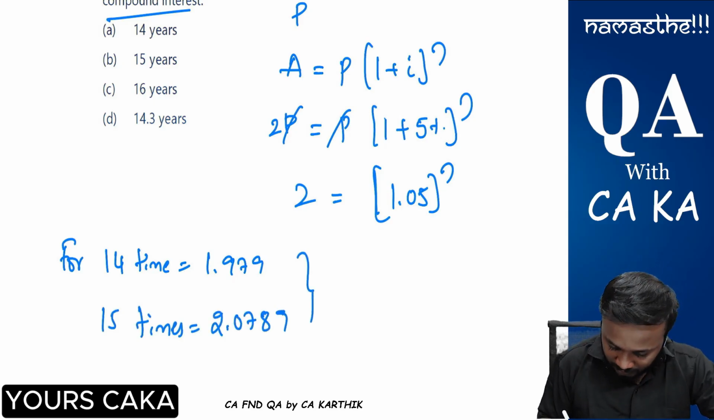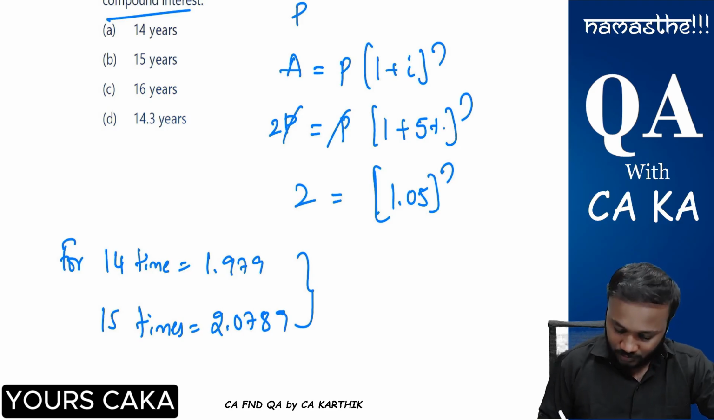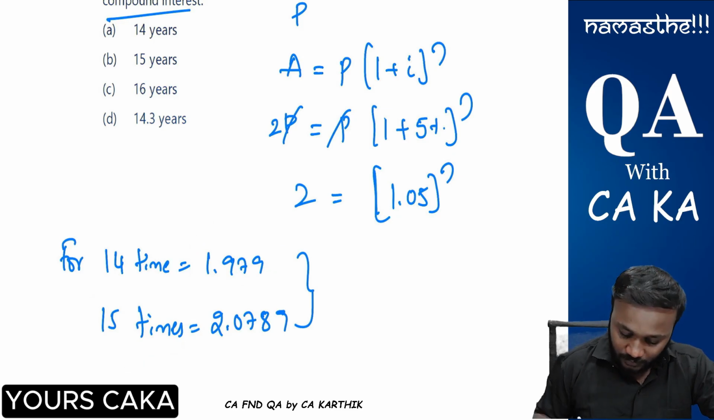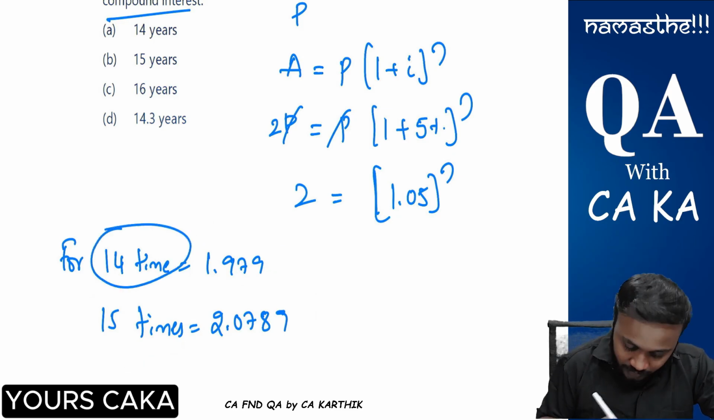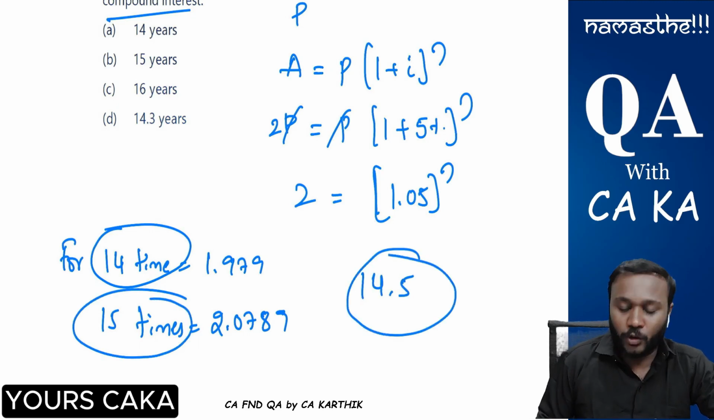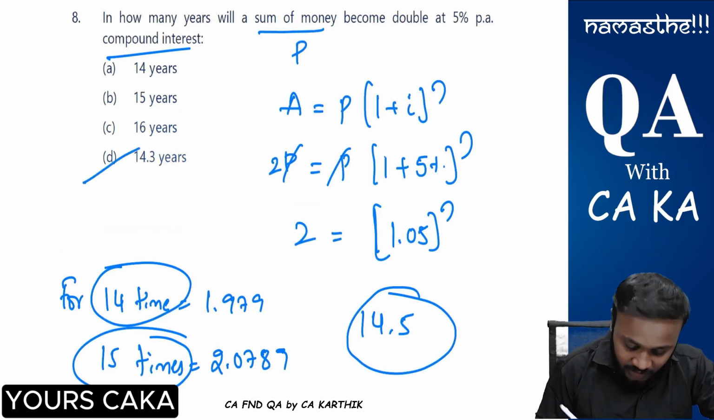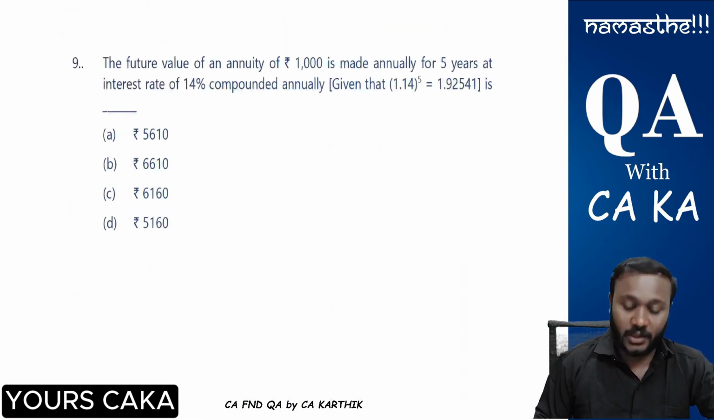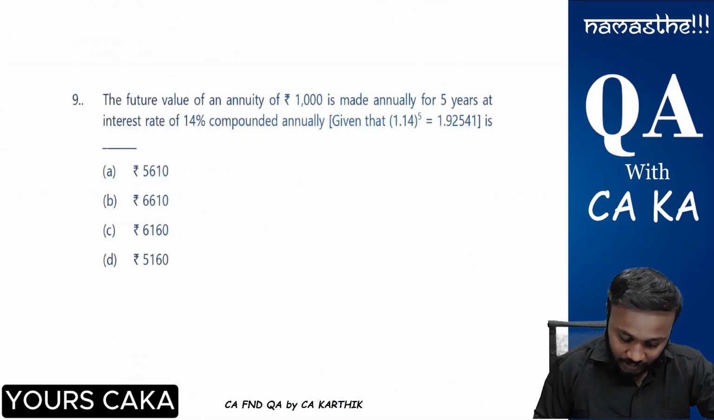If you see here, the 2 lies in between these two. So somewhere after 14 but before 15, which is something like 14.5 change. So it should be 14 point decimal. If you see the option D, 14.3 is the right answer. Options A and B are not the right answers. I hope you are clear. Now let's jump into the ninth question.